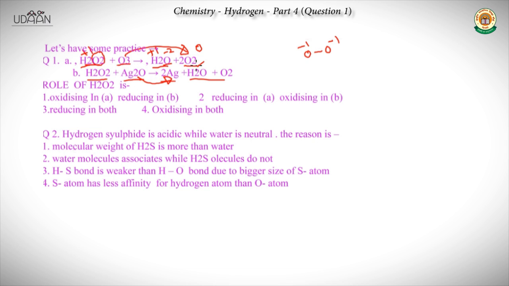So we can see that the role of H2O2 is to reduce the other compounds. So the answer will be this one. Okay, so the third one, as we saw, because in both the processes there is reduction occurring, the third one is the correct answer. Now we move over to question number 2.